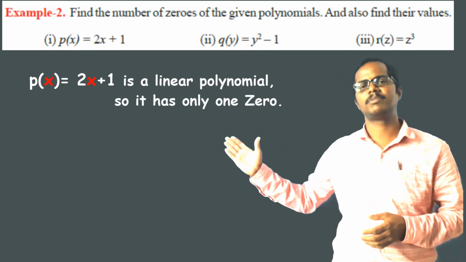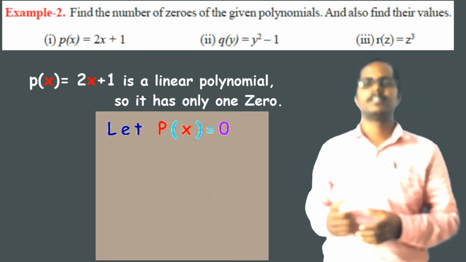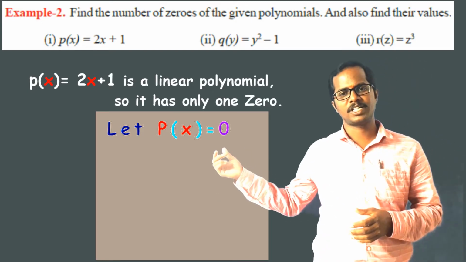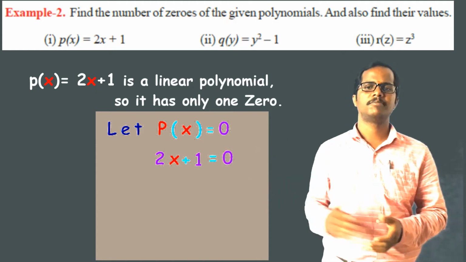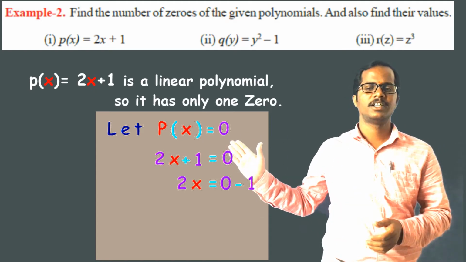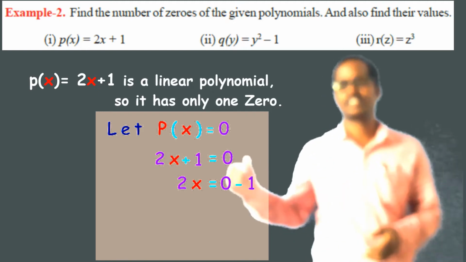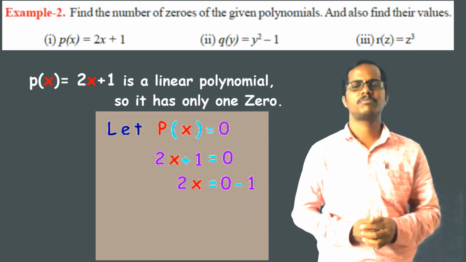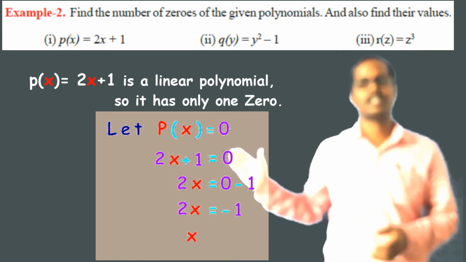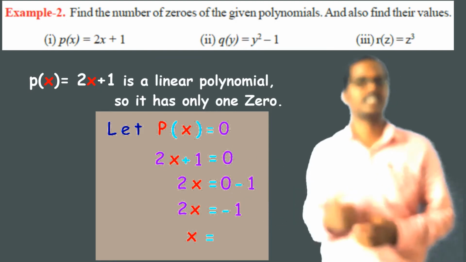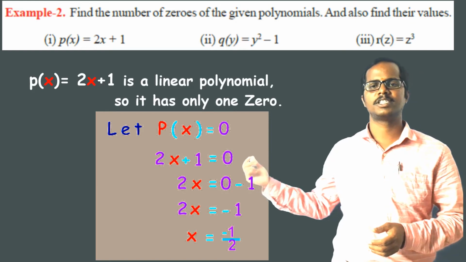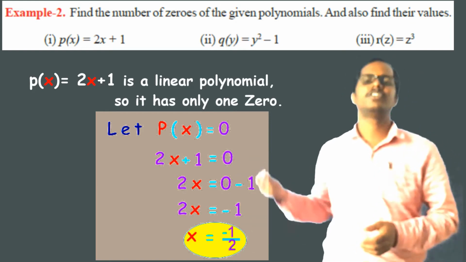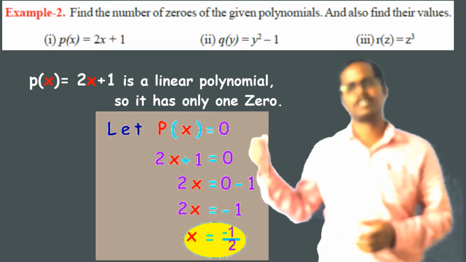So to find the zero of this polynomial, let us equate the polynomial value to 0. That means p of x equals 0. Here p of x is given as 2x plus 1. So we get 2x plus 1 equals 0. By transposing plus 1 to the right hand side, we get 2x equals 0 minus 1. On simplifying this, we get x equals minus 1 by 2. So x equals minus 1 by 2. This minus 1 by 2 is the zero of the given polynomial 2x plus 1.